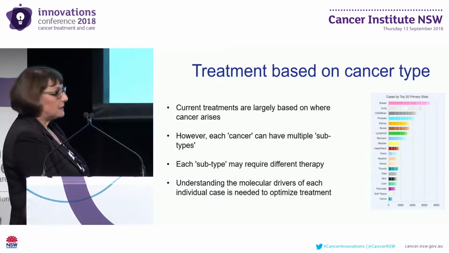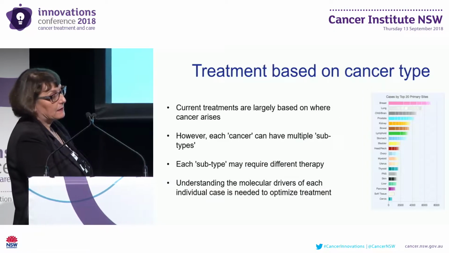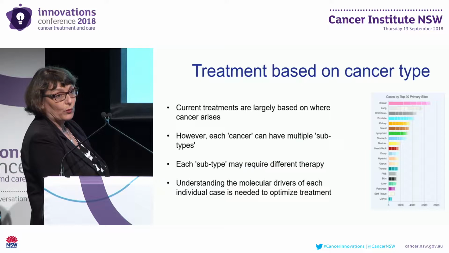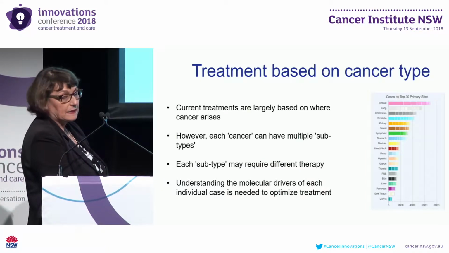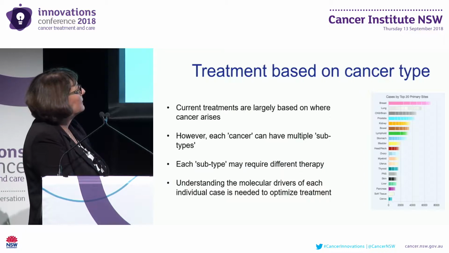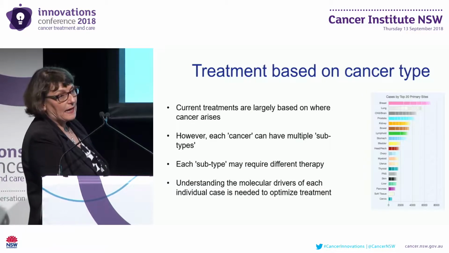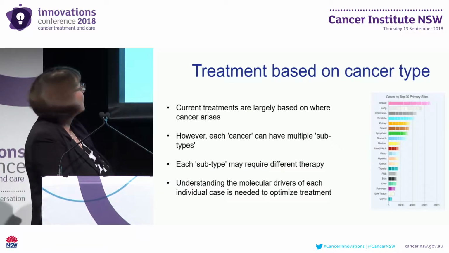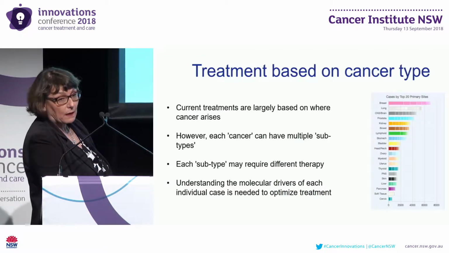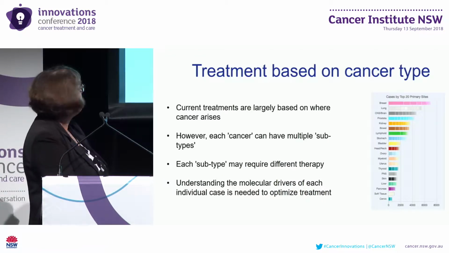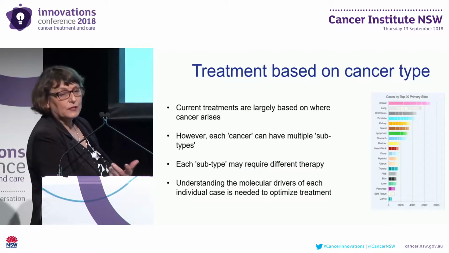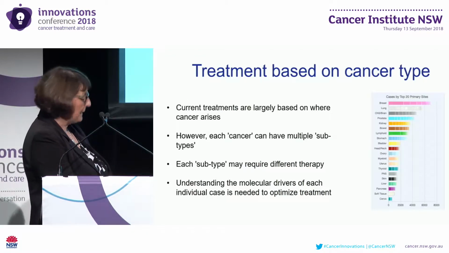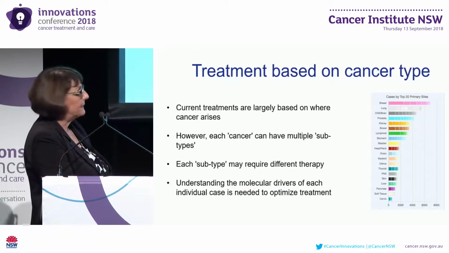In the past, treatments for cancer have often been based on where the cancer arises. However, with new molecular techniques, it's become obvious that each cancer actually has many different subtypes, and each subtype may require a different therapy. And really, we need to understand the molecular drivers of each subtype to be able to optimise treatment.